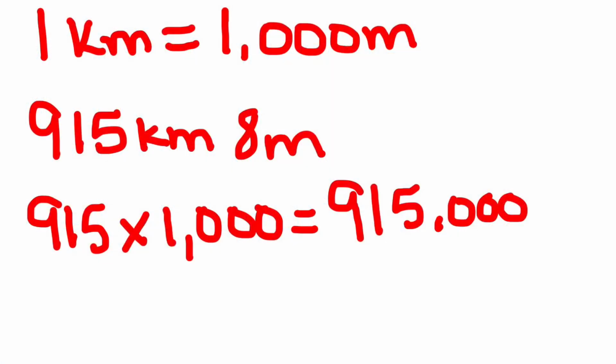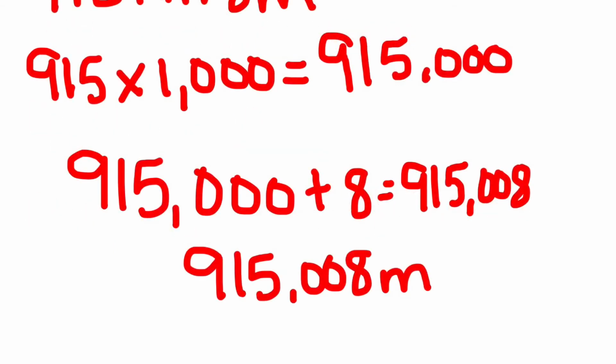So the first conversion that we're going to have to make is 915 kilometers and 8 meters into just meters. So I'm going to start with my kilometers. I know that in 1 kilometer there's 1,000 meters, so 915 times 1,000 is 915,000. But I also still have that extra 8 meters. So I add that in and I have a total of 915,008 meters.